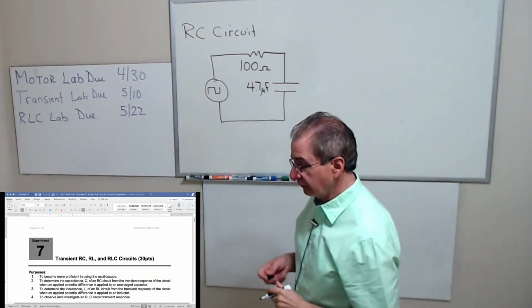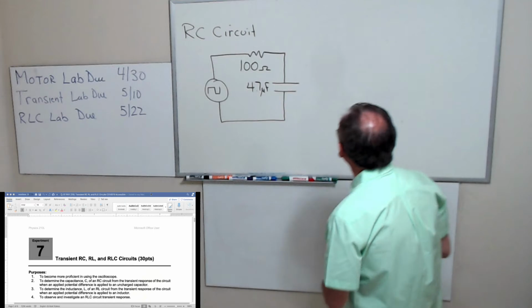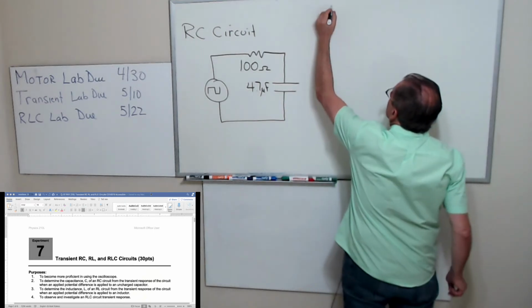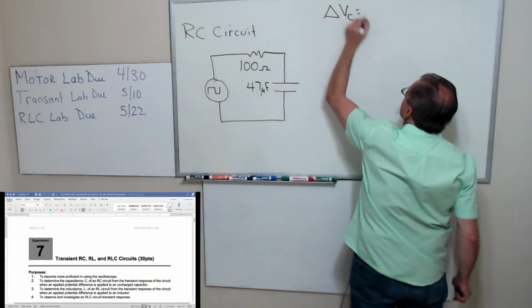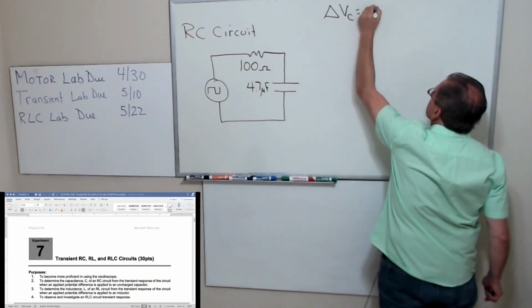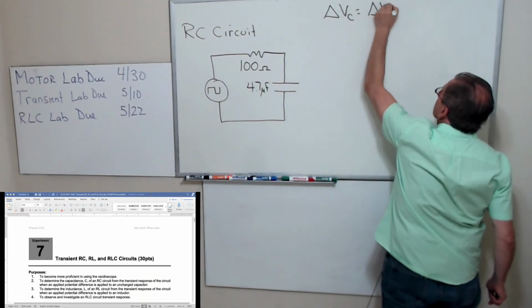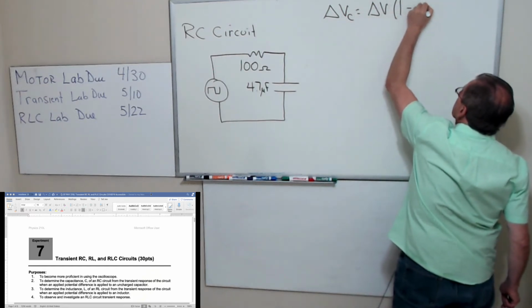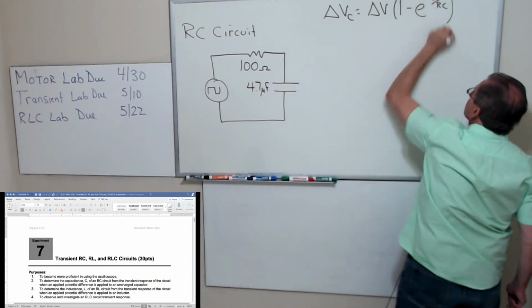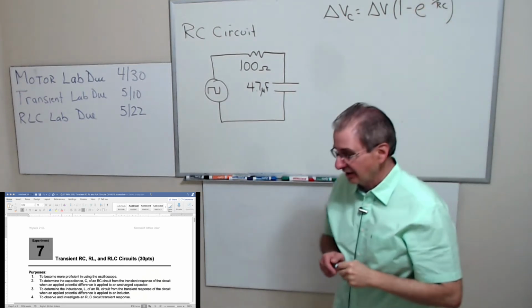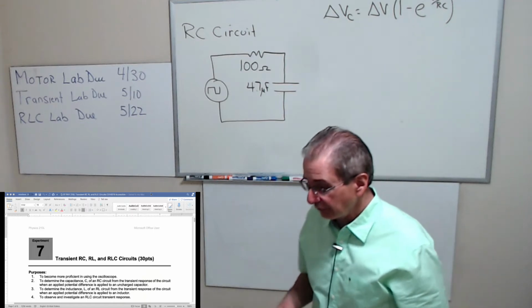And we're going to look at the voltage across the capacitor. And if you remember, the voltage across the capacitor is given by this equation. I hope you remember this equation. I'm not going to have you derive that equation.